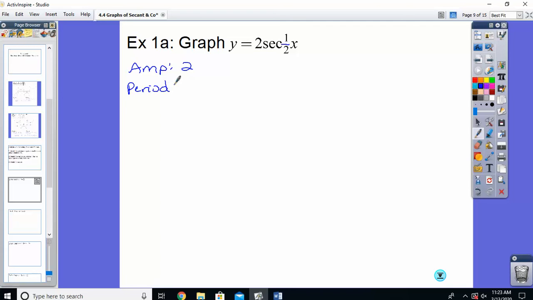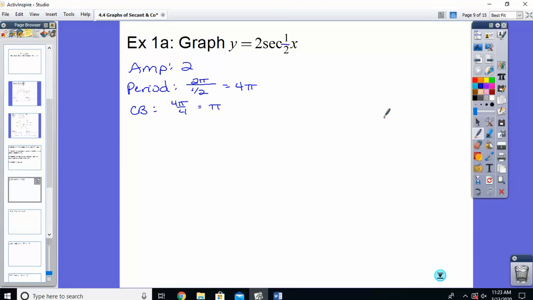Period. For tangent and cotangent, normal period was pi. But for the other 4, it's 2 pi. So it'll be 2 pi divided by 1/2, which gives me 4 pi. Count by, period divided by 4, and we get pi.